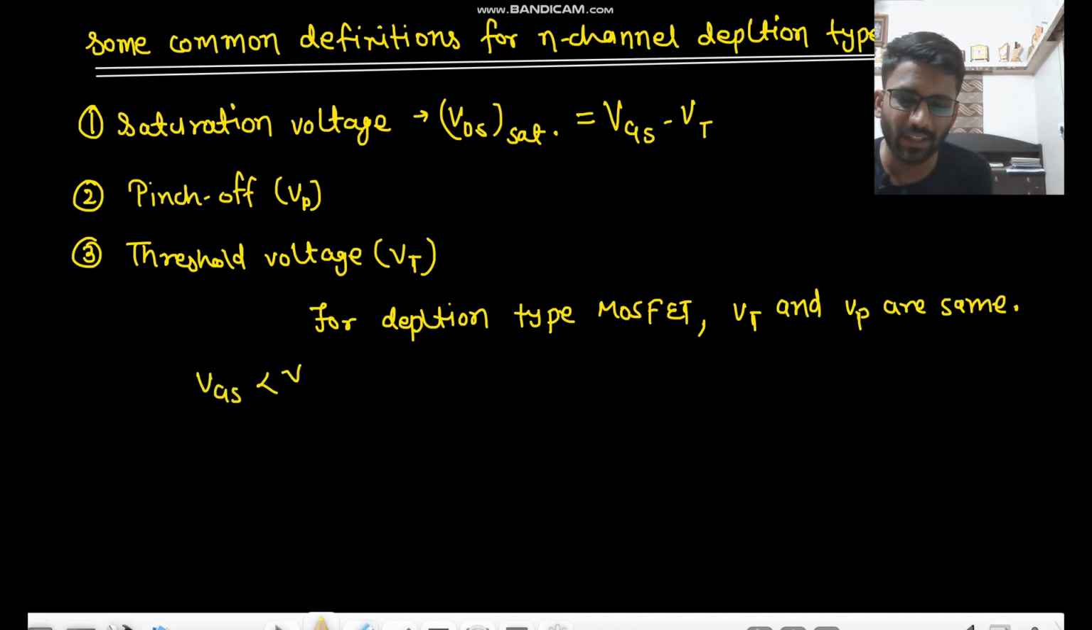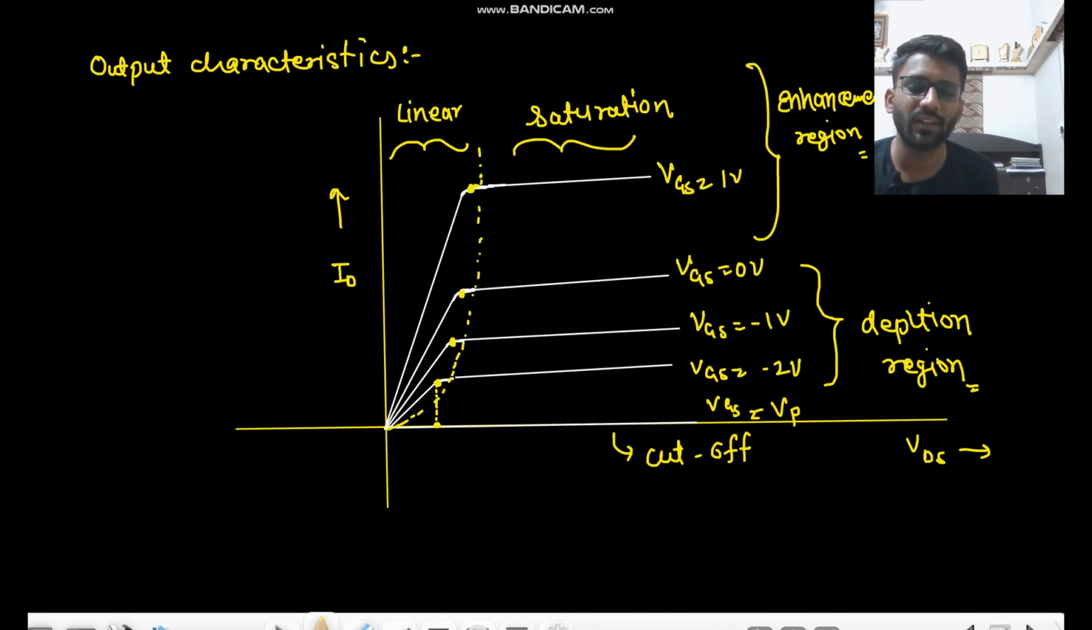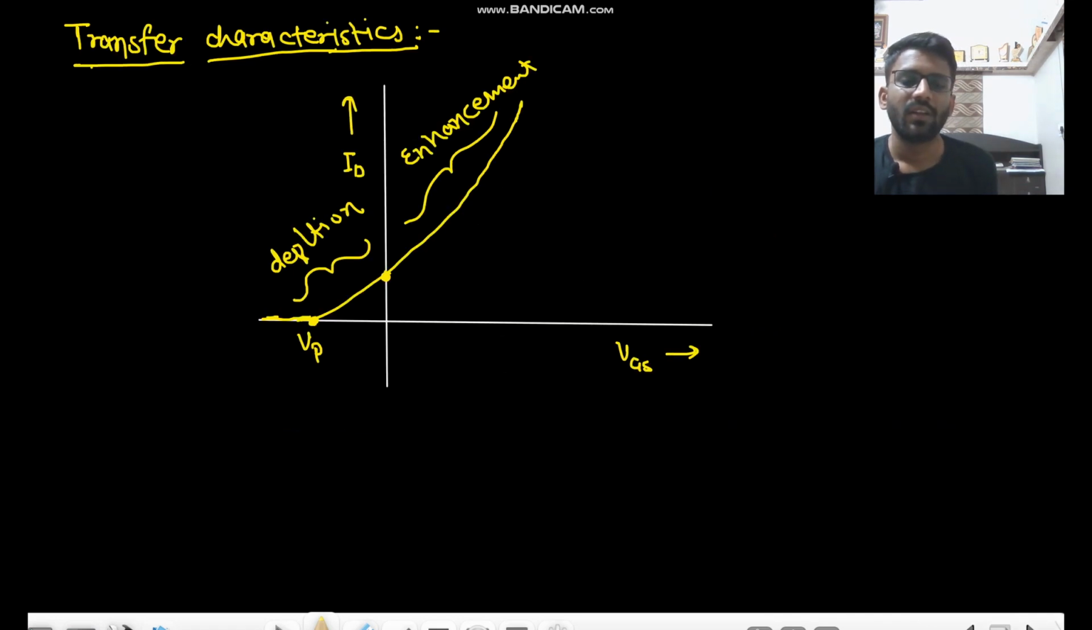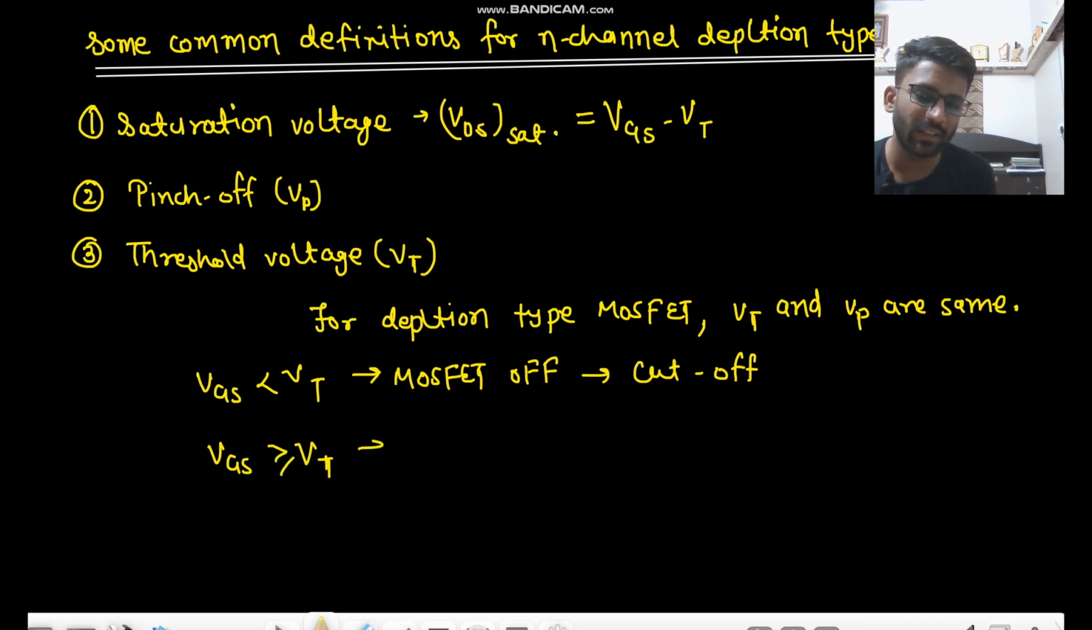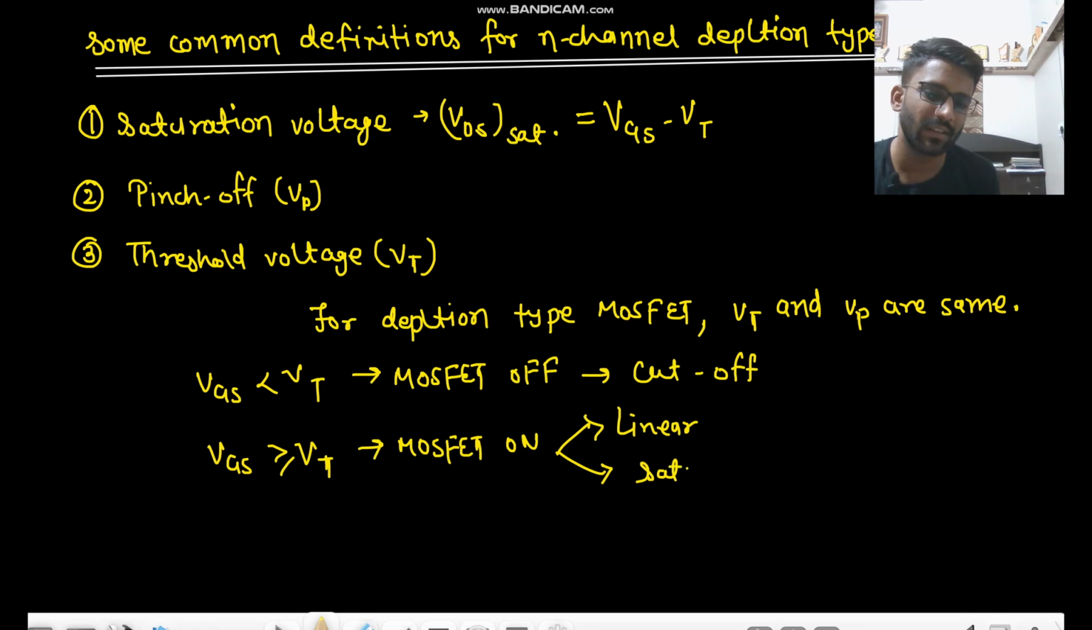When VGS is less than VT, I just told you, if VGS is less than VT, that means MOSFET is off. I didn't show the cutoff region here. Yeah, this is the cutoff here. The MOSFET is off, that means it is in the cutoff region. So there are three regions basically. If VGS is greater than or equal to VT, that means MOSFET is on. So there are two possible regions here, right? One is linear and one is saturation.